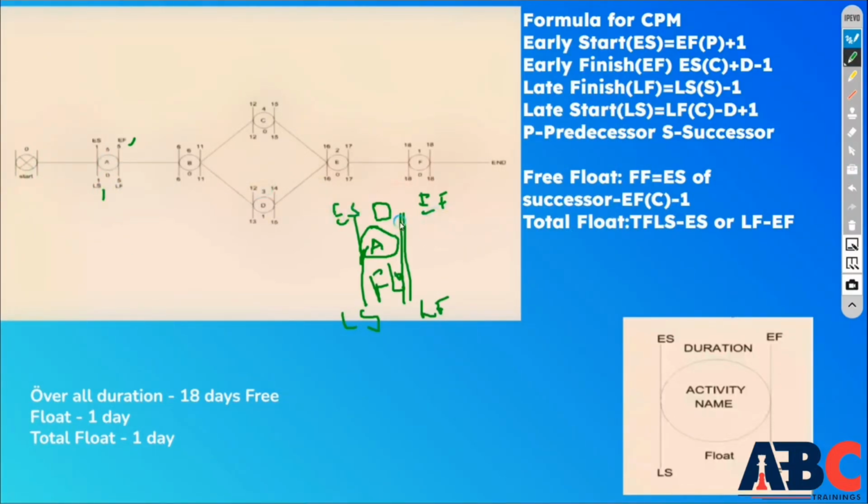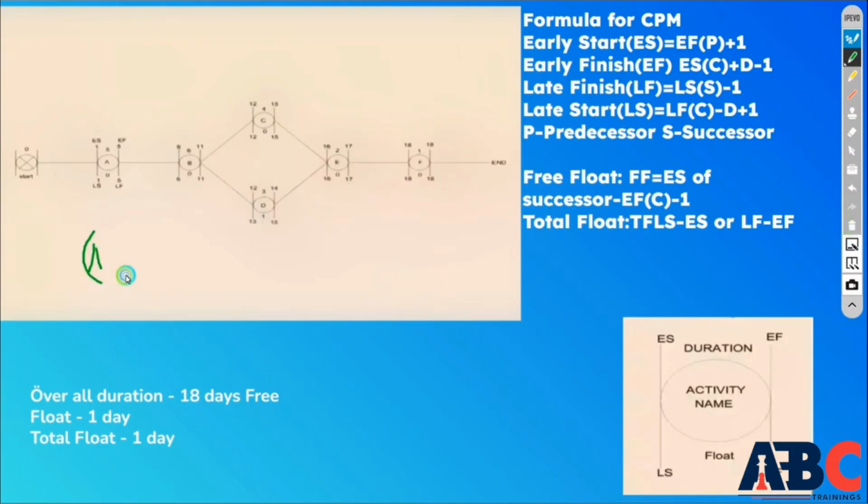Here I have already drawn the activities. If you want to draw the network diagram, you can do it. First, I have taken activity A. I have to calculate the early start of activity A. What is the predecessor for activity A? There is nothing, so the value of the early start will be 1. Note this down: for any starting activity, the early start will be 1.